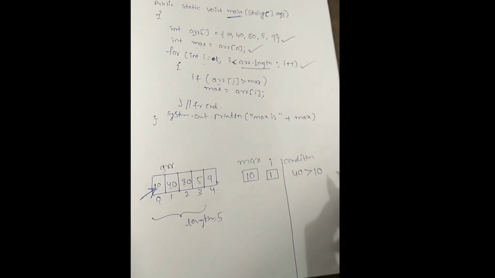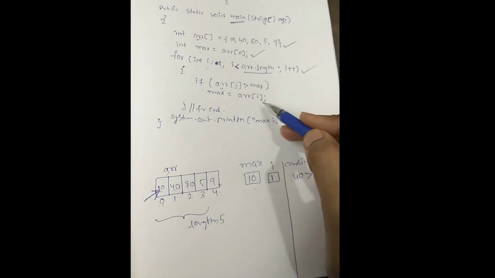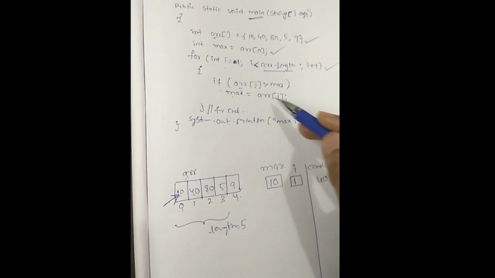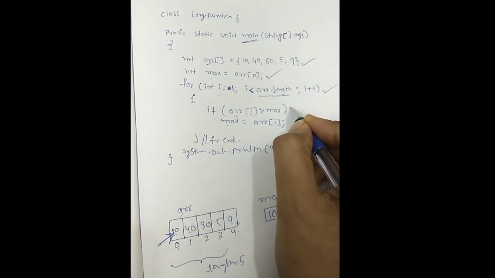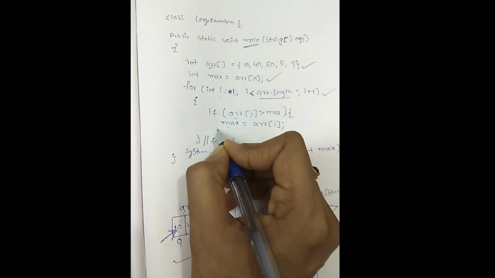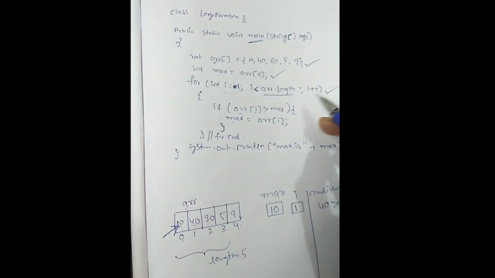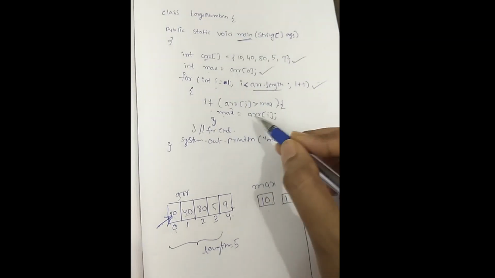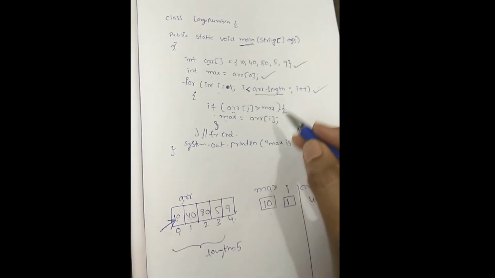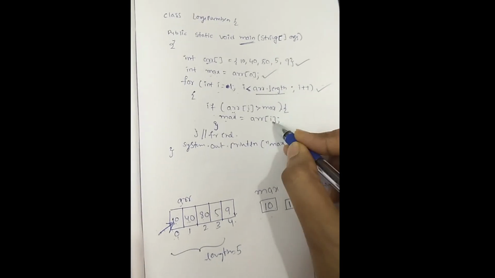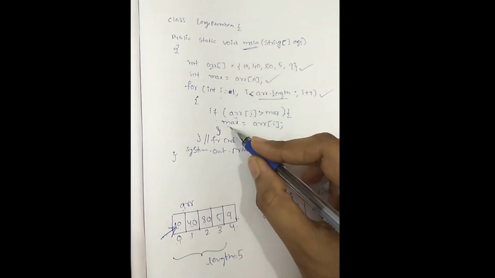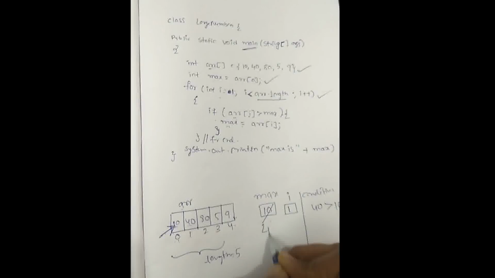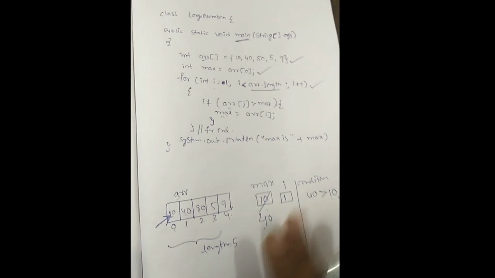10. Condition satisfied. If the condition is satisfied, the statement inside the if condition executes. Because here only a single statement is there, that's why I did not give the curly braces. If that condition is satisfied, you are the controller, right? You have to take care of all these things. Now the condition is satisfied, array of i is assigned to max. What is the array of i? 40. 40 is assigned to max. Max is changed to 40. Okay, that is our code.